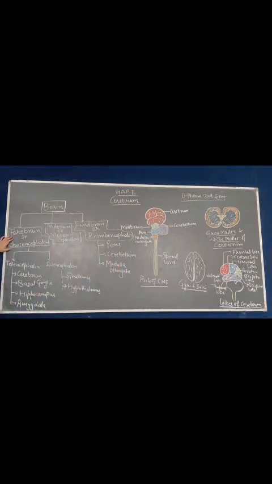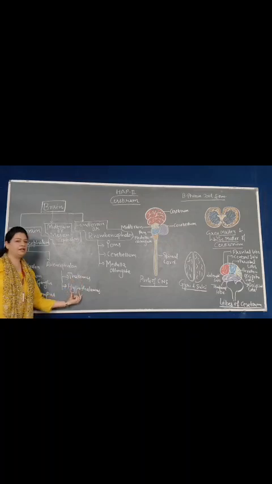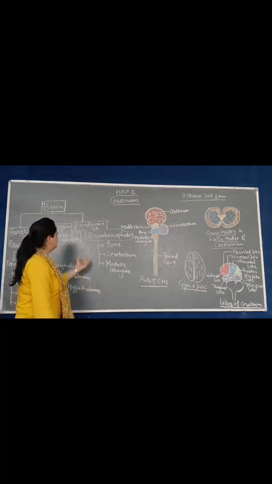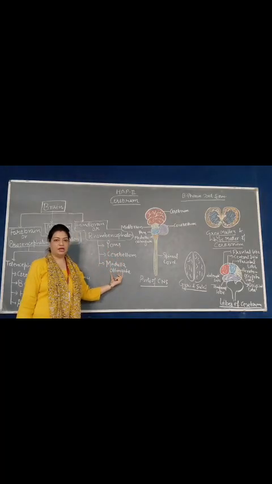So, prosencephalon or forebrain is further divided into two parts: telencephalon and diencephalon. Telencephalon consists of cerebrum, basal ganglia, hippocampus, and amygdala. Diencephalon consists of two parts, that is thalamus and hypothalamus. The hindbrain further consists of pons, cerebellum and medulla oblongata.